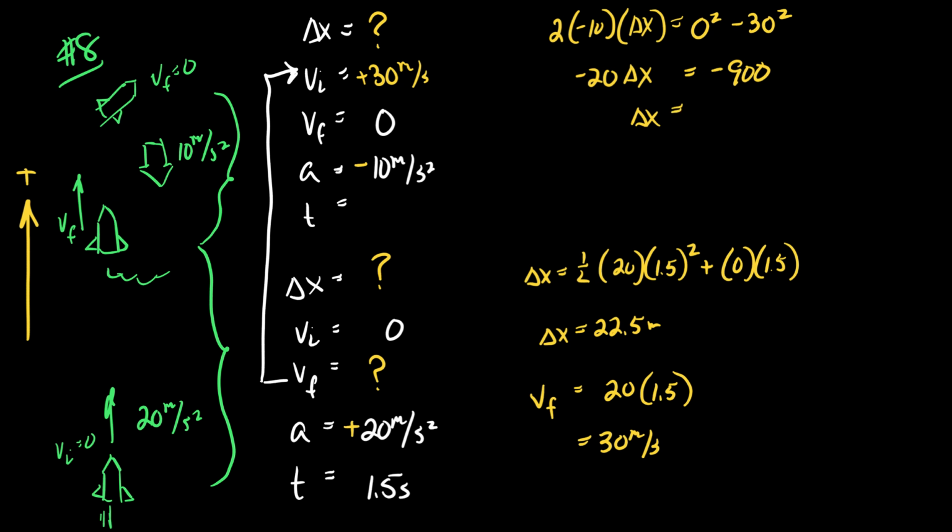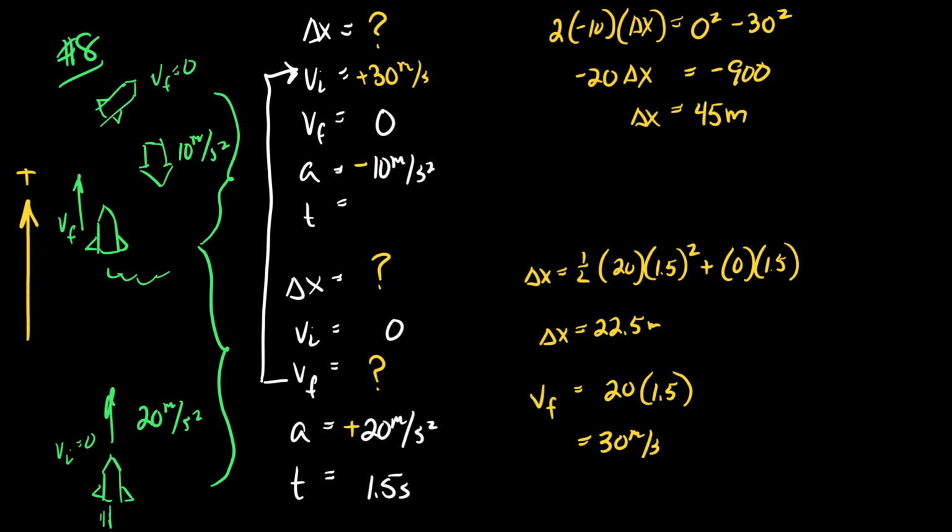So delta x is 45, right? Take out the 10 and it's 90 divided by 2, so 45 meters. So the maximum height sustained by the rocket is 45 plus 30, or 75 meters. That's delta x max, the whole thing. Any question on where I got the 75 from?